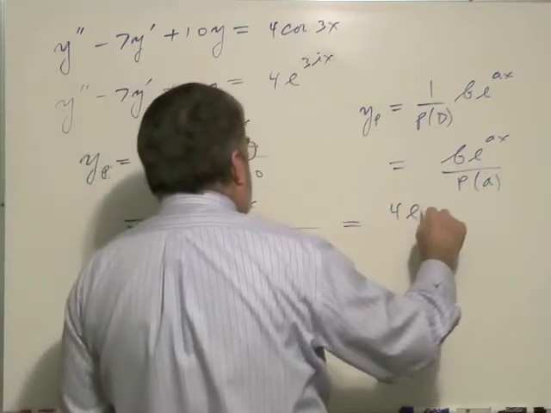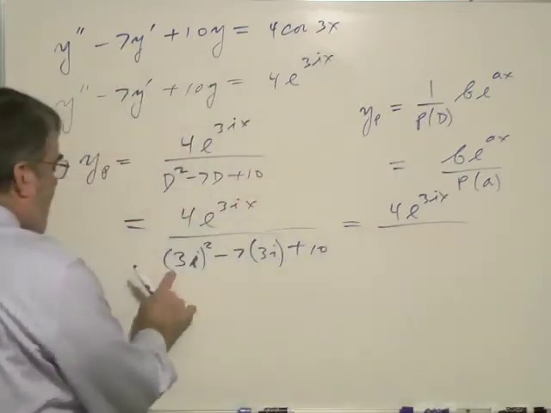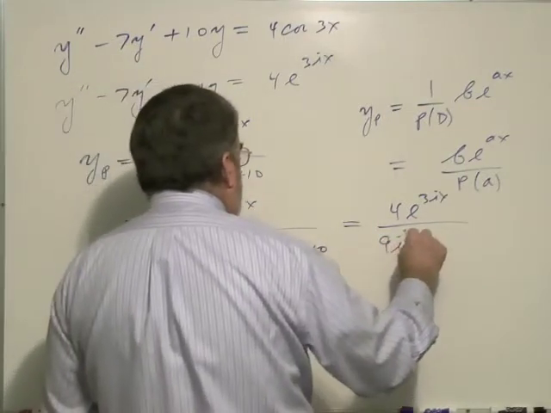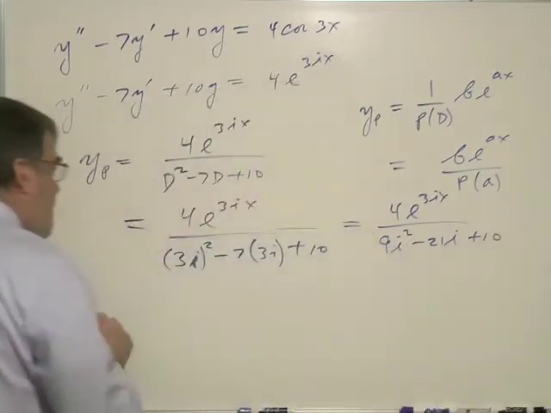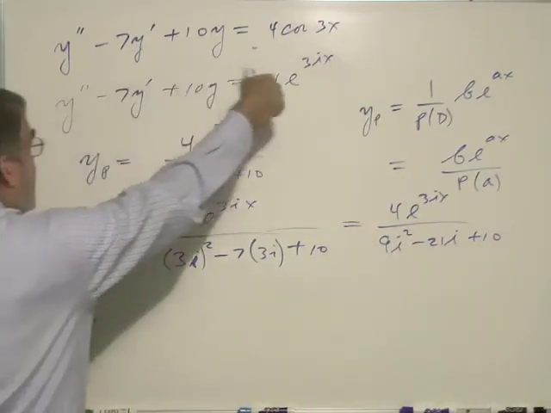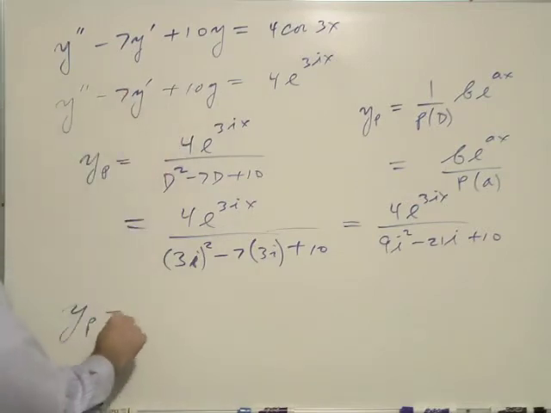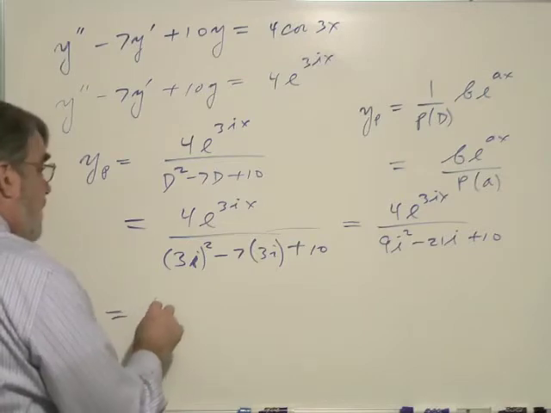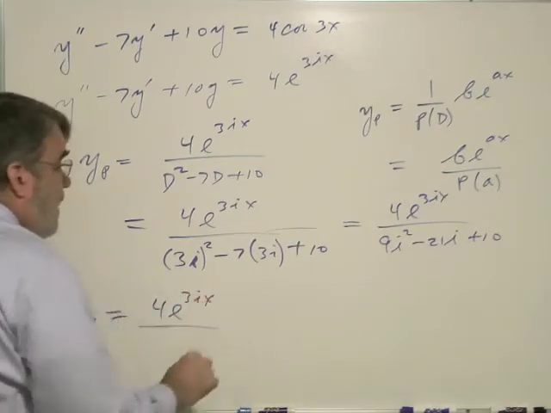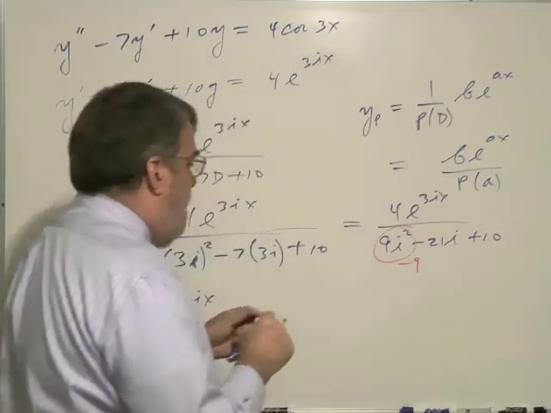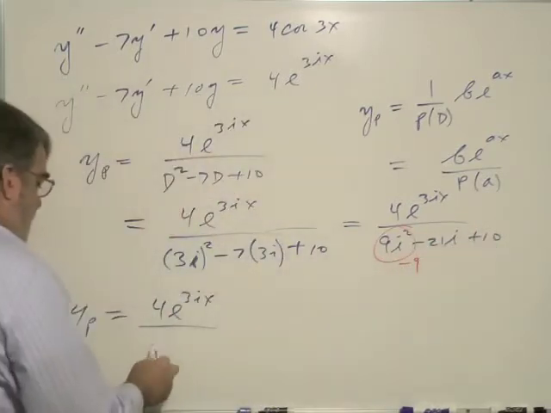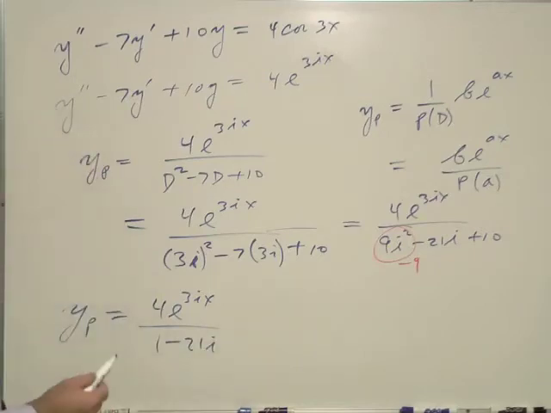And we'll work that through. That's 4e to the 3ix over, this would be 9i squared. 9i squared is going to be minus 9. Minus 21i, and then plus 10. So y particular for this equation right here, not the top one, but this equation, would be equal to 4e to the 3ix over, and like I said, i squared is -1, so this term is minus 9. So I have 10 minus 9 is 1. 1 minus 21i.